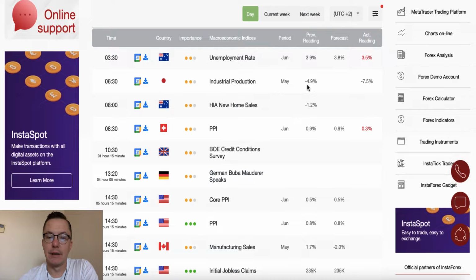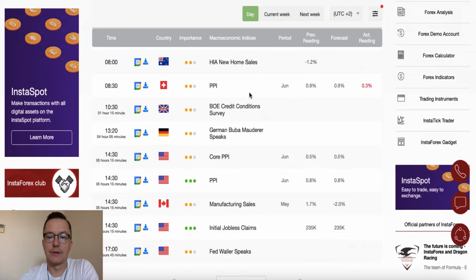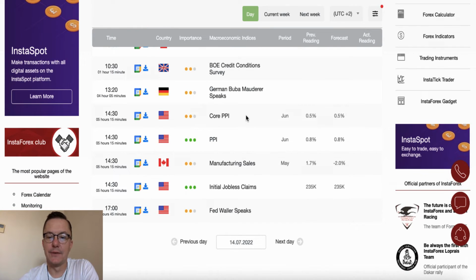Last reading minus 4.9%. During the London session, we got the new home sales data from Australia. We got the PPI from Switzerland, which is decreasing from 0.9% to 0.3%. Bank of England credit conditions survey will be published at 10:30 today. This is of course from the UK. Another speech from the German Buba, Mauderer, will be posted at 20 past 1.